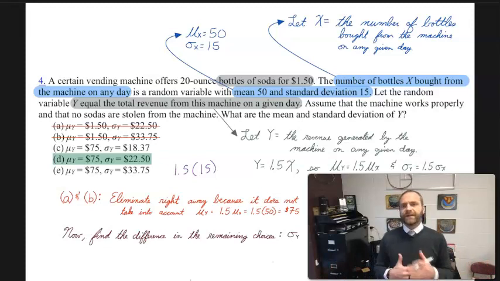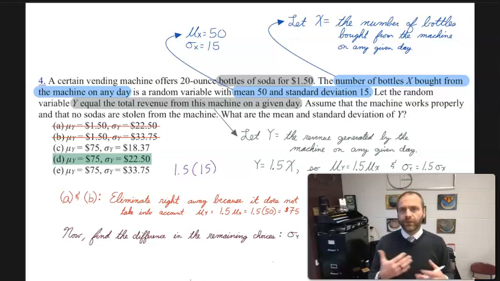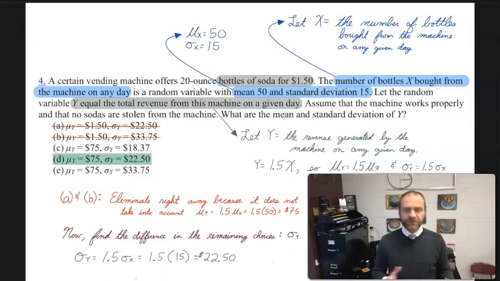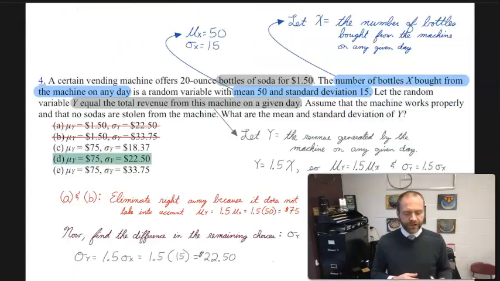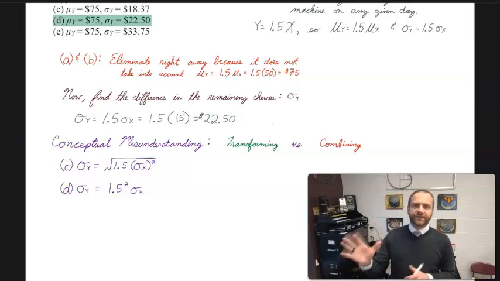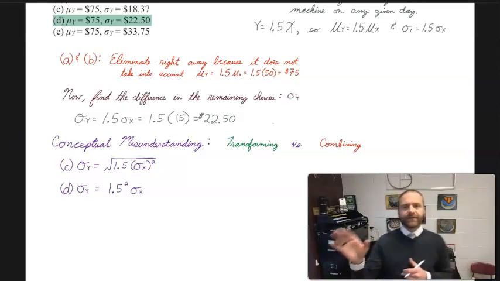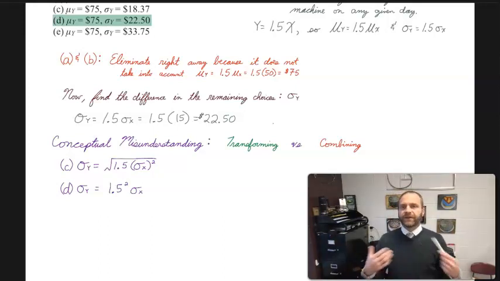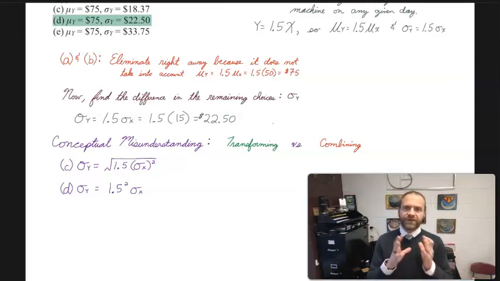But I also want to talk about how they came up with the other answers, because they all have mu of Y equals 75. So really, what did they do wrong with the standard deviations? In this case, here's what we need to realize: they looked at a conceptual misunderstanding of transforming versus combining. So you can see how they came up with C and D off to the side, but I really want you to realize that we looked at two different things, a transformation and a combination. Are you combining two random variables, or are you doing a transformation on one?